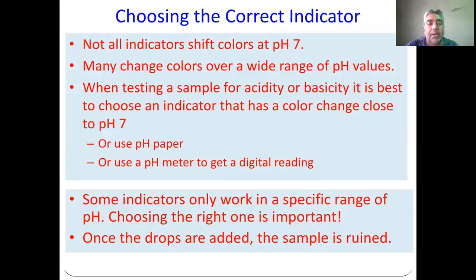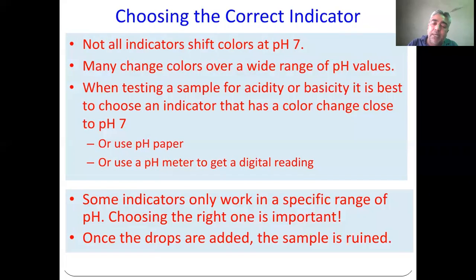Choosing the correct indicator: not all indicators shift color at pH 7. Many change color over a wide range of pH values. When testing a sample for acidity or basicity, it is important to choose an indicator that has a color change close to pH 7, or use pH paper, or use a pH meter to get a digital reading. Some indicators only work in a specific range of pH. Choosing the right one is important. Once the drops are added, the sample is resumed.